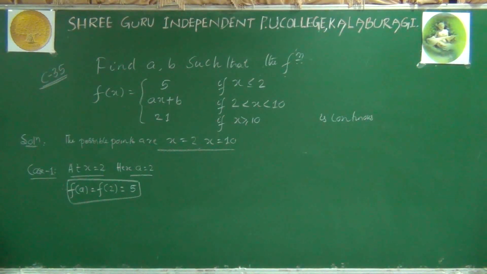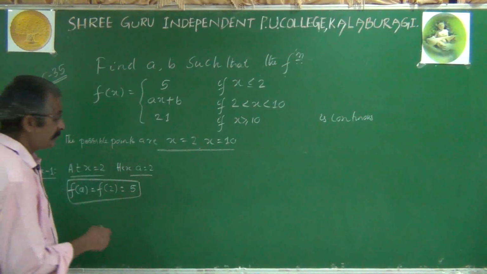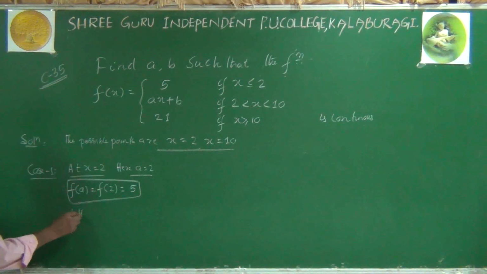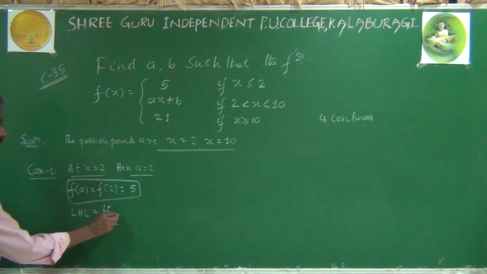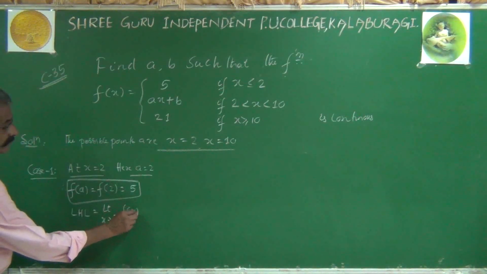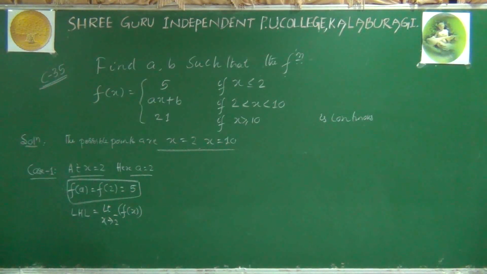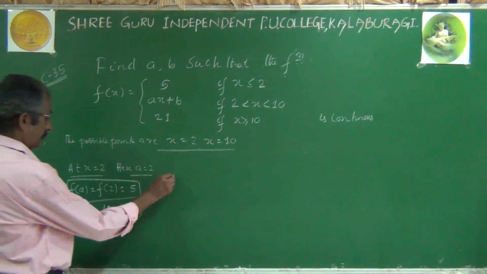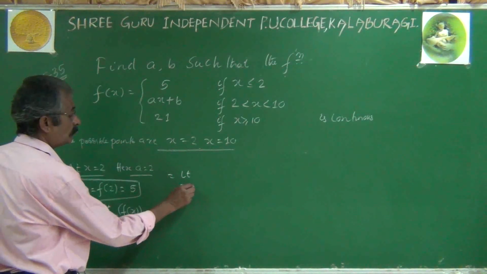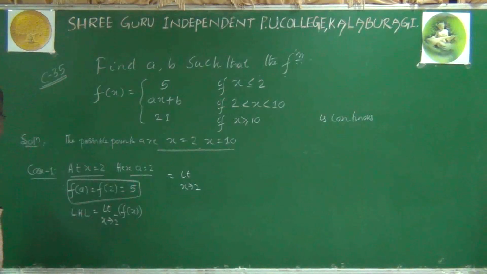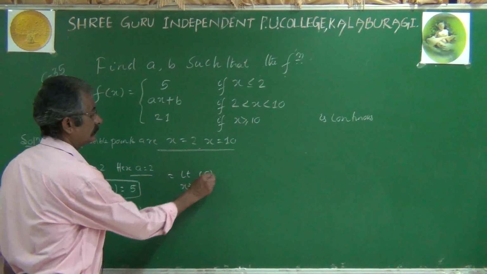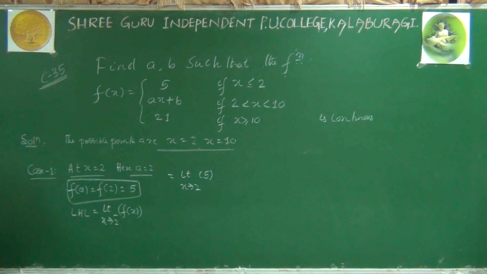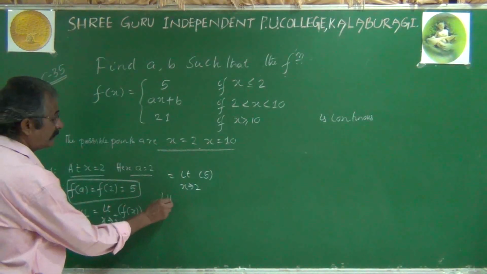We shall find the left hand limit and right hand limit of this case. Left hand limit: limit x tending to 2 minus f of x. That is limit x tending to 2. 2 minus means less than 2. When x is less than 2, function is 5. Further, limit of 5 is 5, therefore left hand limit equals 5.